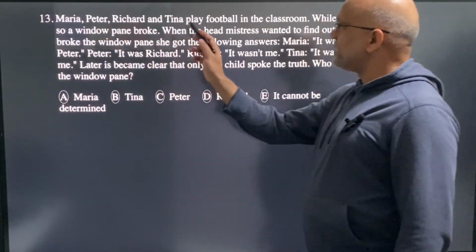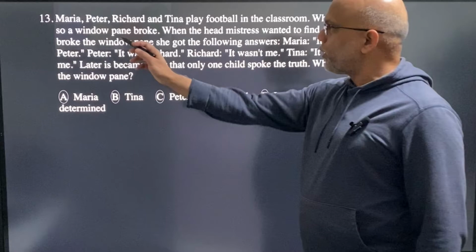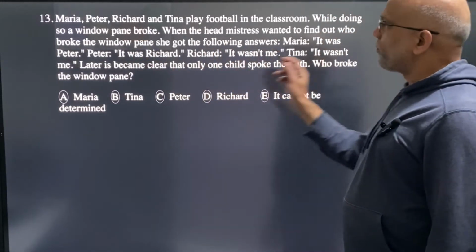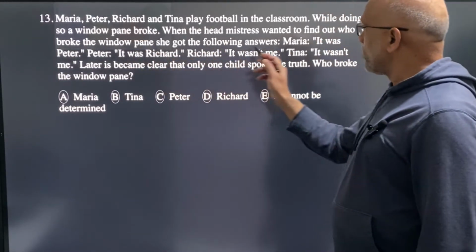Maria, Peter, Richard, and Tina play football in the classroom. While doing so, a window pane broke. When the headmistress wanted to find out who broke the window pane, she got the following answers.